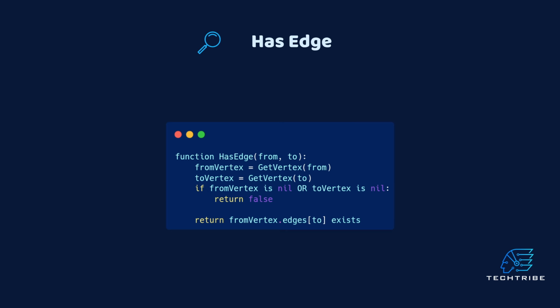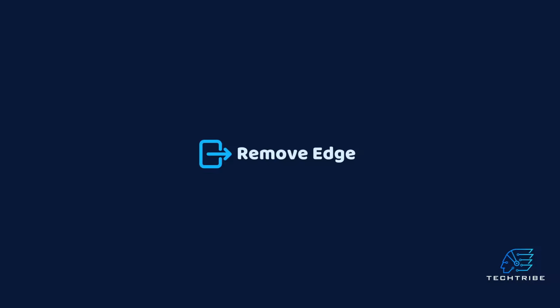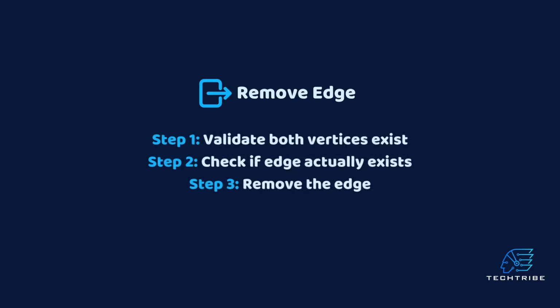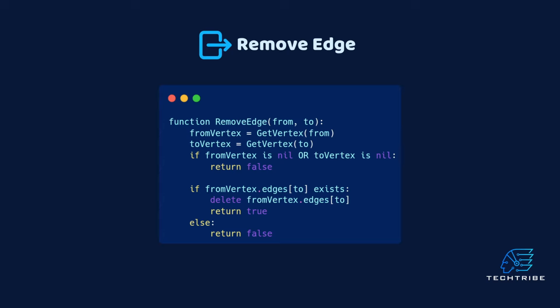Now removing an edge is actually not that hard to do. The steps for that will be: the first one, to validate if both vertices really exist. The second step, to check if the edge actually exists, because if it doesn't, it doesn't make sense to remove it. And the third one will be to remove the edge. Let's see the pseudocode of that. The pseudocode will look like that.